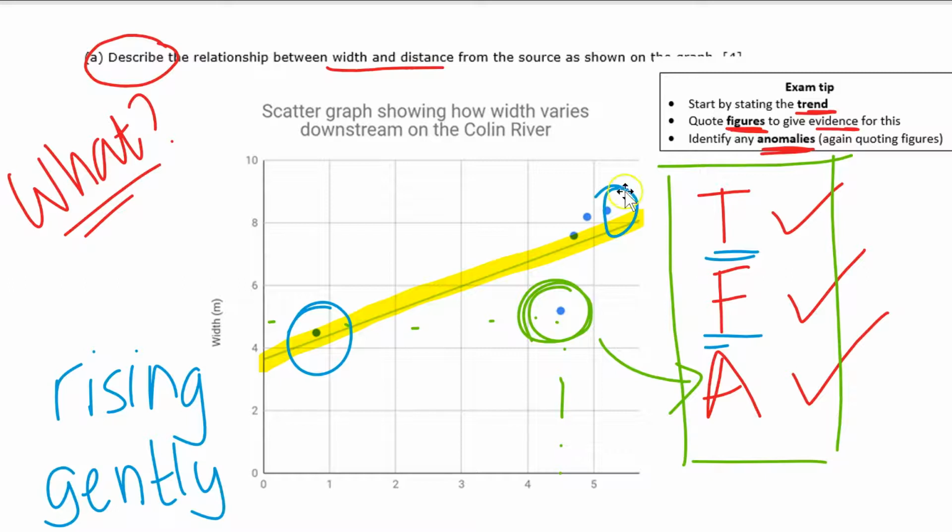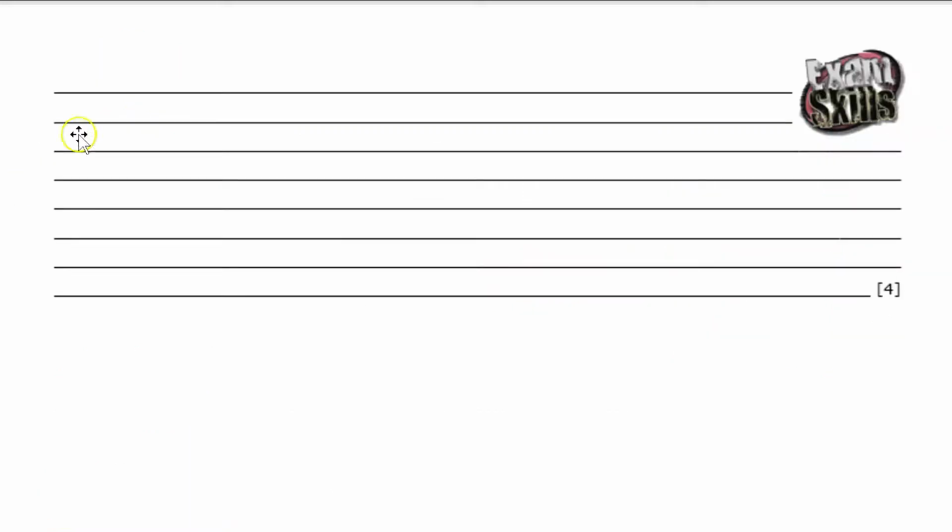Trend. What's the overall trend? Rising gently, so giving you the clue. There you go. The figures from the start, figures from the end. This is distance from the source. This is your width in meters. And then your anomaly. And that's what you've got to do in there.